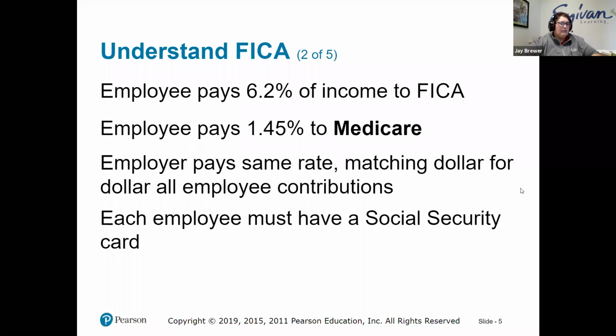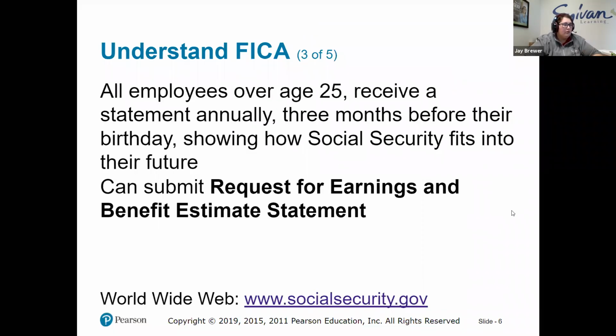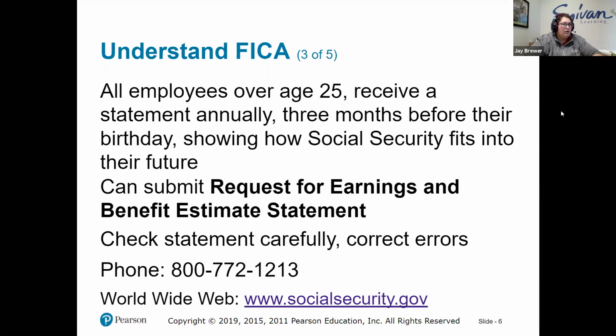Each employee must have a Social Security card. All money set aside is credited to employee's account according to the Social Security number. All employees under age 25 receive a statement annually 3 months before their birthday showing how Social Security fits into their future. They can request an earnings and benefits estimate statement, check carefully, correct errors, and then there's a phone number and a web address.